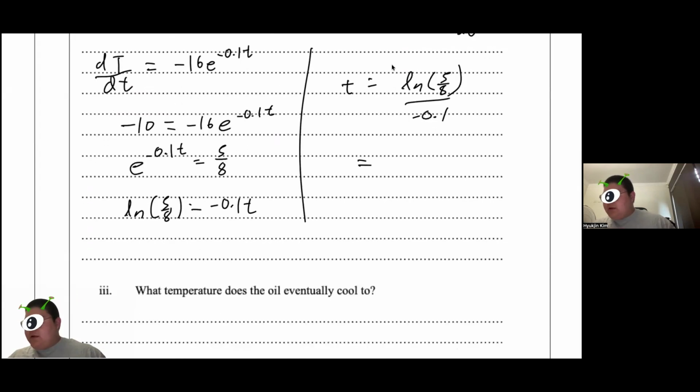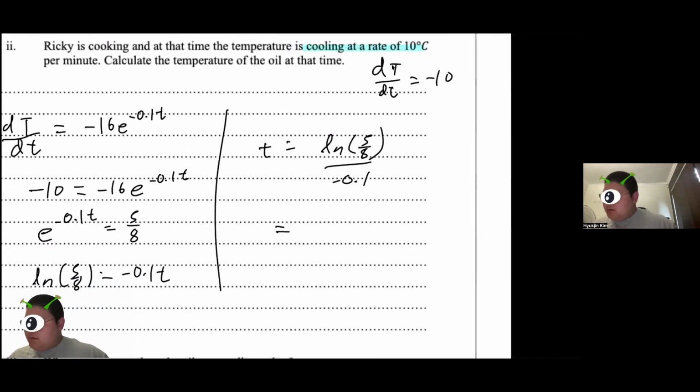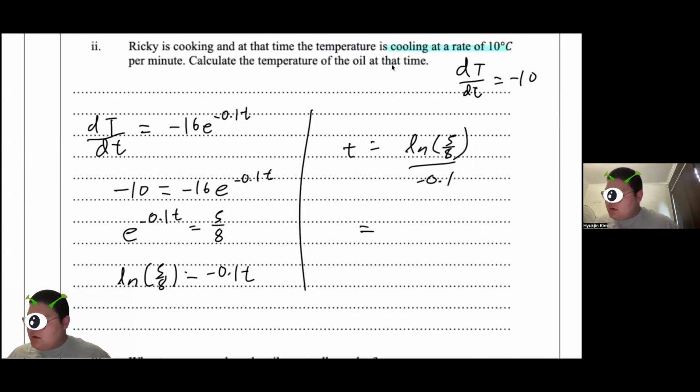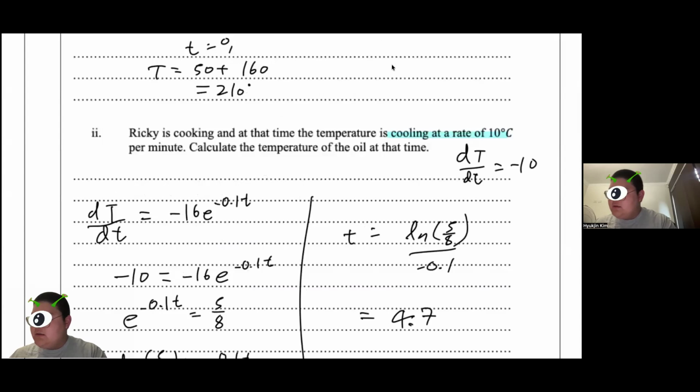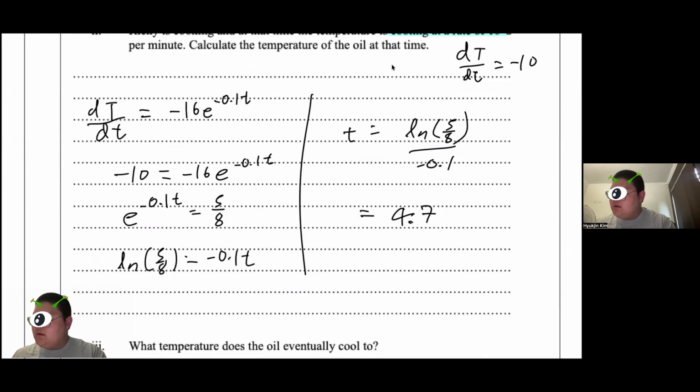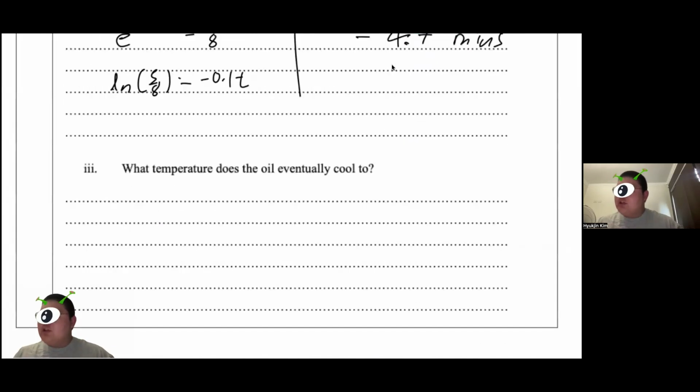And whatever that is, let's see. ln 5 over 8 and -0.1. It is 4.7 minutes. Okay. What temperature does the oil eventually cool to?